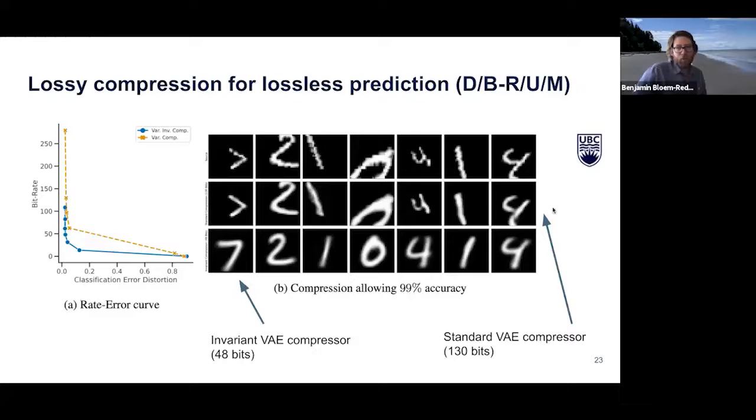So I won't go into details of how this is done, but this is basically compressing with a VAE. And if we compare it to a standard VAE, and this is just MNIST, the first row is inputs, the second row is reconstructions from a standard VAE compressor, and that allows 99% classification accuracy on a downstream task. And from the standard compressor, there's 130 bits. But if we use our invariant VAE compressor, we get a big reduction in bit rate, and visually much better reconstructions.